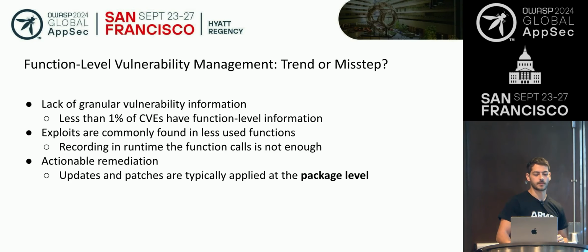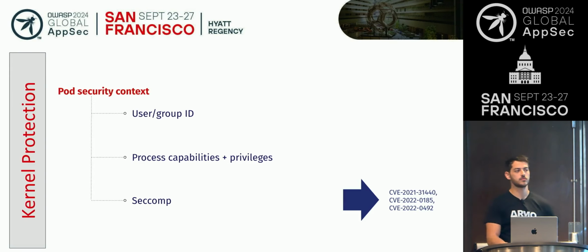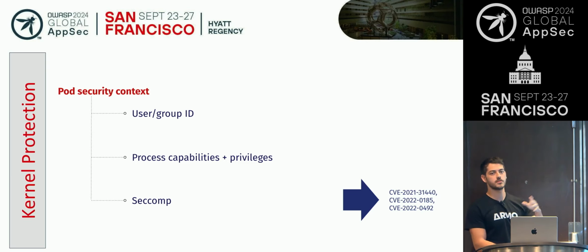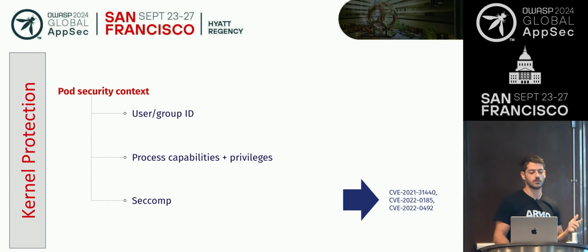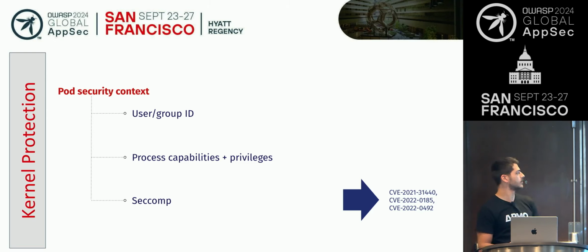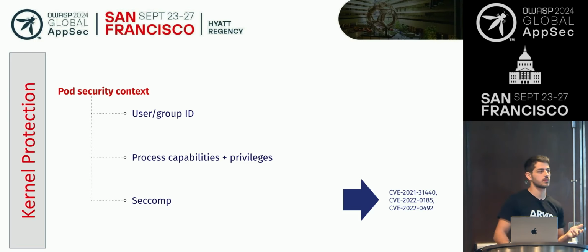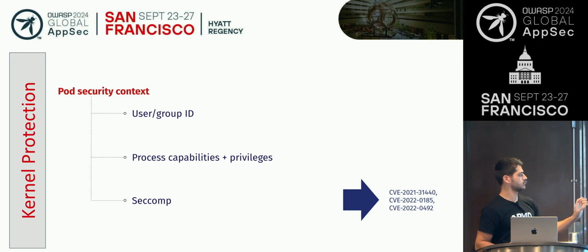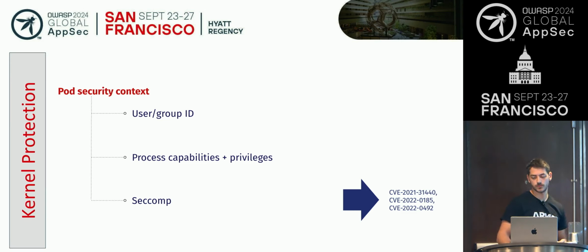OK, so after we covered the first initial access vector, let's move on to talk about some kernel protection or container escapes. So we have the pod security context, right? It usually contains the user or group ID. You can add process capabilities and say whether the pod is privileged or not. And you can also add seccomp, which we're going to focus on in this talk, because we can generate seccomp policies, which are actually a really strong tool.